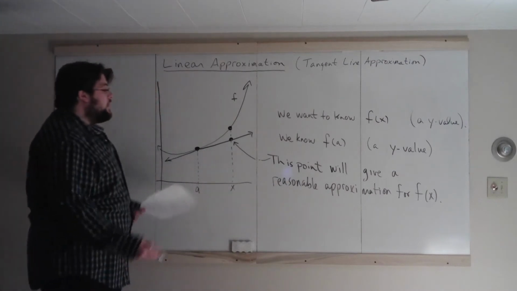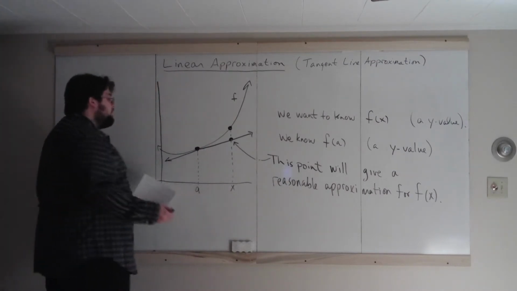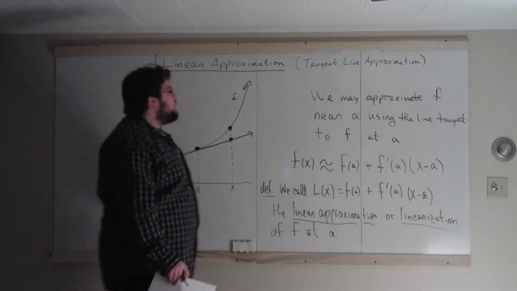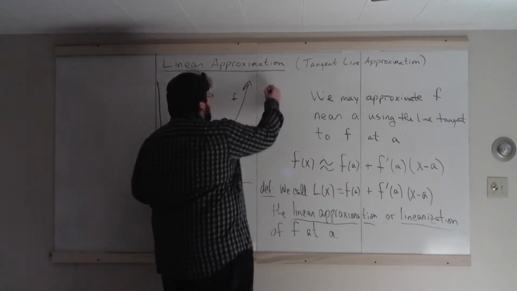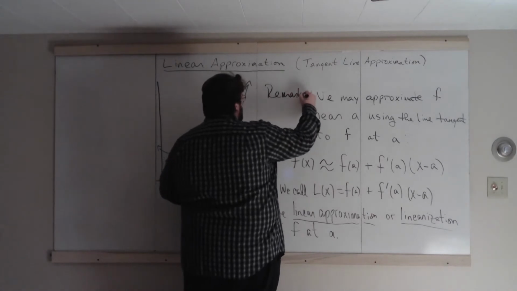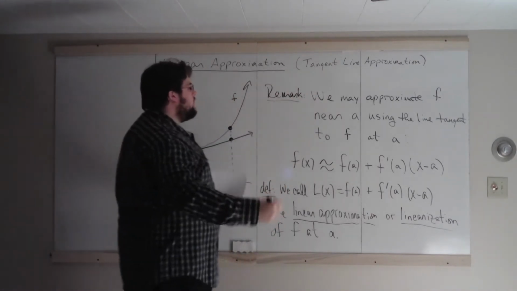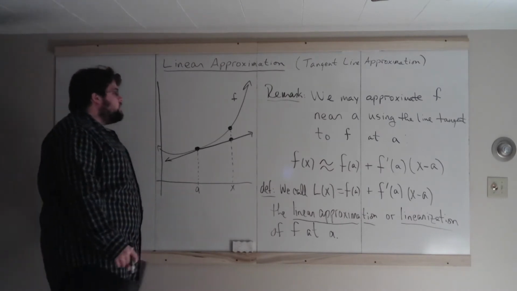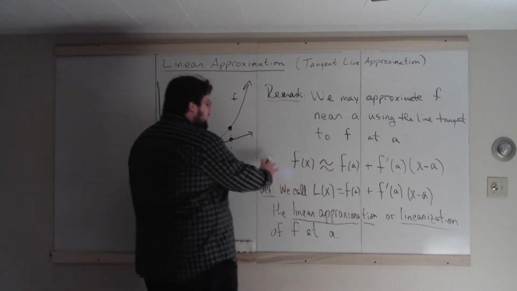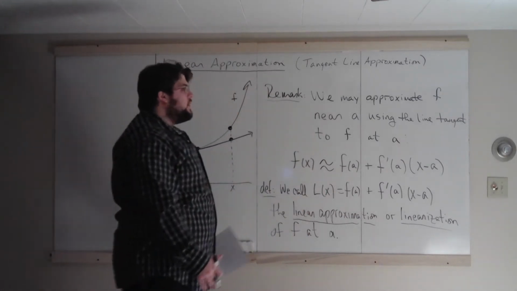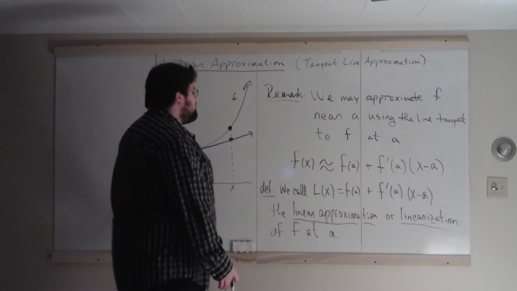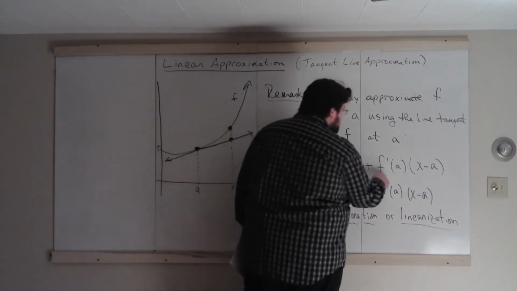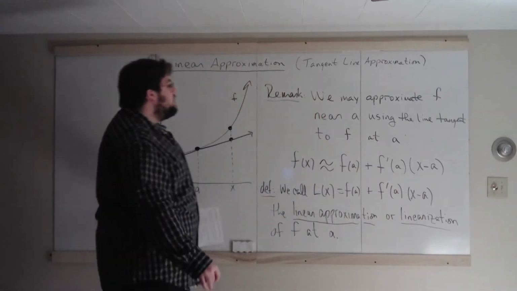So let's define this line more formally. So right here, this first remark, let's call it a remark. This remark summarizes what I just said. We may approximate f near A using the line tangent to f at A. And right here is just turning that sentence into math. F of X is approximately equal to f of A plus f prime of A times x minus A.